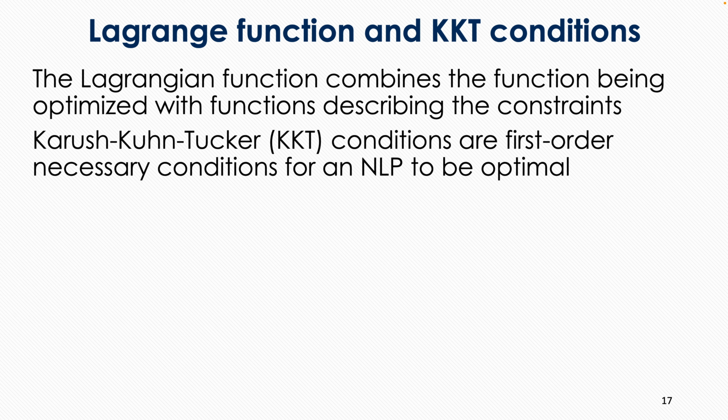And so we do something known as a Lagrangian function that's combined with what are known as KKT conditions. It's named after a group of people. I think these are all mathematicians. Karush-Kuhn-Tucker conditions. These are the first order necessary conditions for a nonlinear program to be optimal.